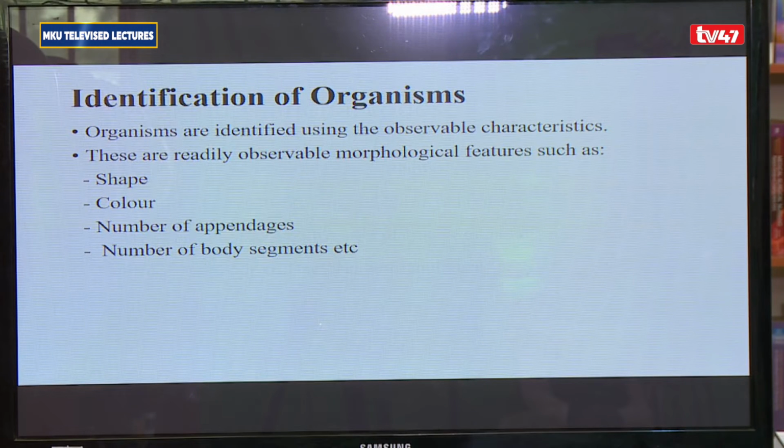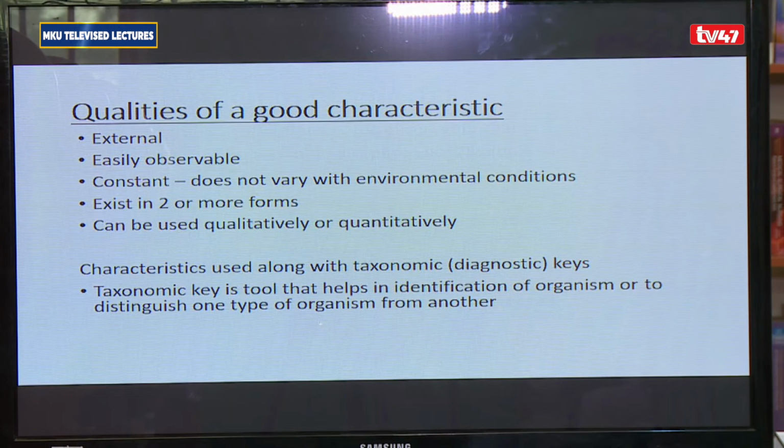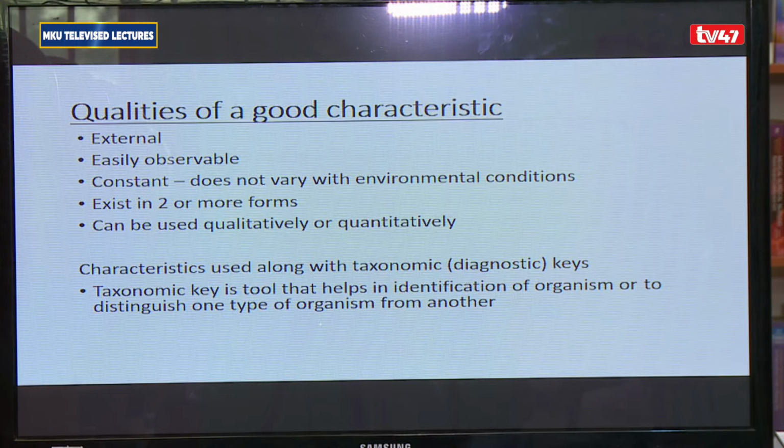Now, as you talked about identification of organisms, basically we identify organisms using the observable characteristics. The characteristics we make use of are things such as the shape, the structure, the color, and so on. Now, as you talk about identifying organisms using their characteristics, we had said a characteristic, as far as taxonomy is concerned, is a distinguishable feature that an organism has. So for a characteristic to qualify as a good characteristic to use in classification, it must have certain qualities. Number one, it should be external, so that one doesn't require so many resources to be able to see this particular characteristic. Two, it should be easily observable, can be seen easily.